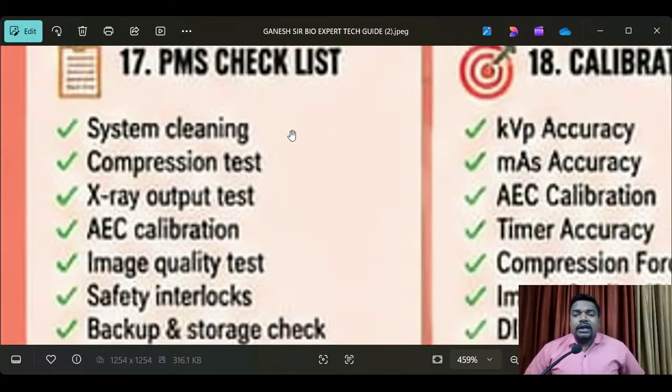Right? Come on. Now 17 points here. PMS, see preventive maintenance checklist. We know very well for biomedical engineering services, we have a lack of equipments at state level. So every equipment has a separate individual preventive maintenance checklist.